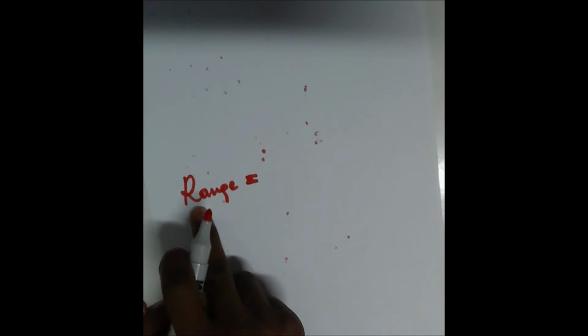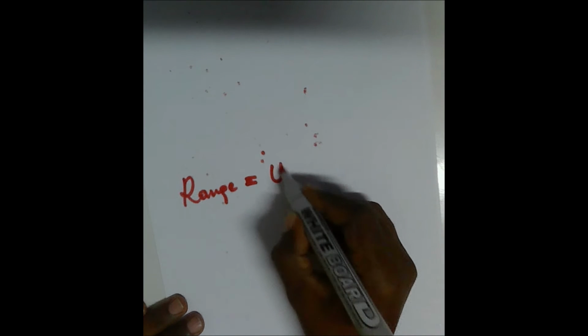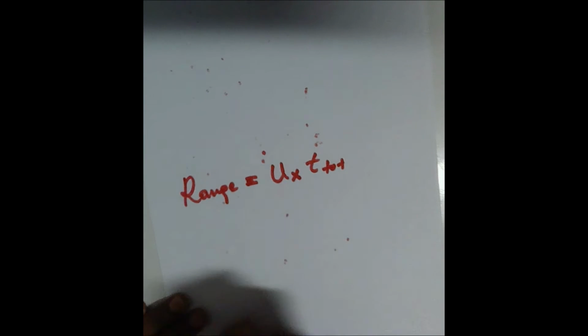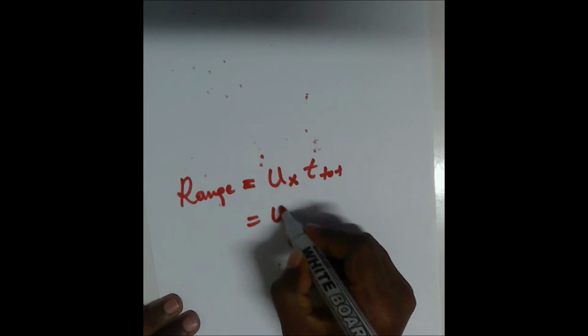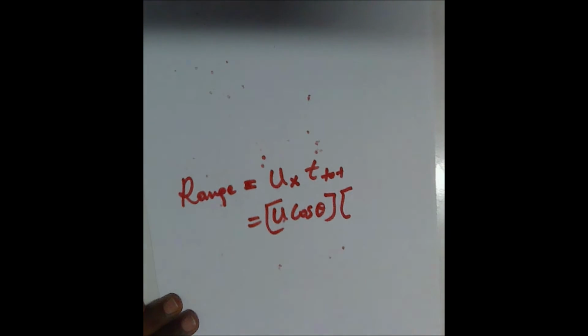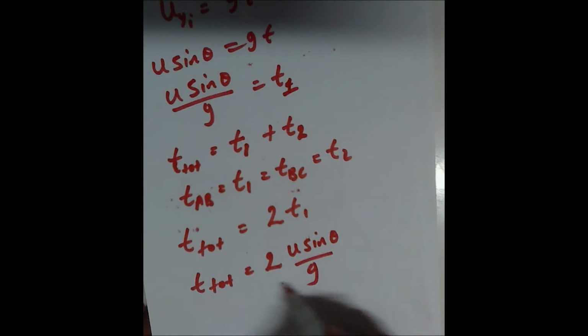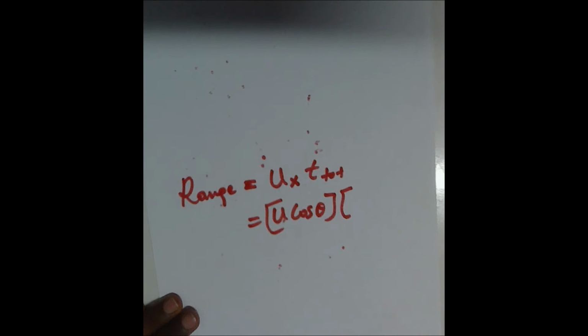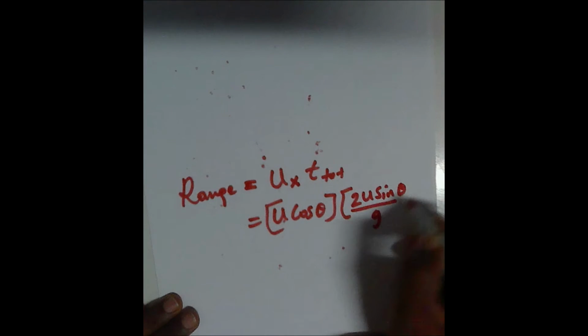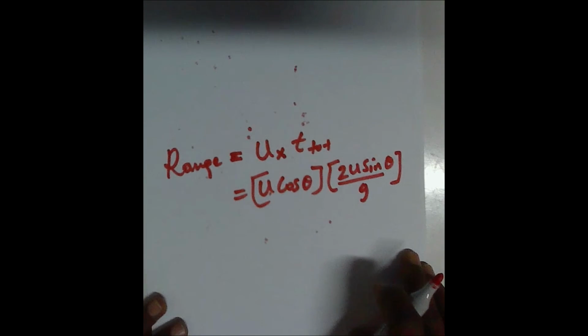Range is equal to the horizontal distance. We have to take the velocity in the horizontal direction, which is u_x, times the total time. The velocity in the horizontal direction is u cos theta, and the total time we already found: 2 times u times sine theta over g, the acceleration due to gravity.